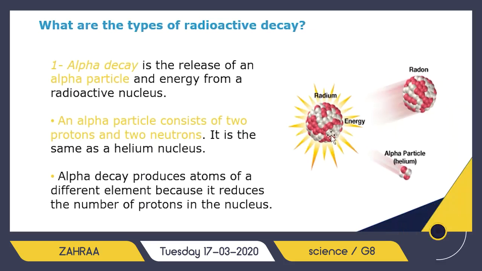After this element releases the alpha particle, what do you expect to happen, guys? Yes, exactly. You remember what we discussed yesterday? We said that whenever there is a decrease in the number of protons in a certain nucleus, the atom will change into a completely new atom. So this element, radium, will convert into a totally different element called radon. So alpha decay produces atoms of a different element because it reduces the number of protons in the nucleus.